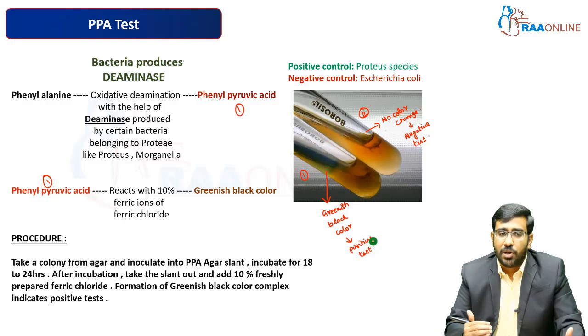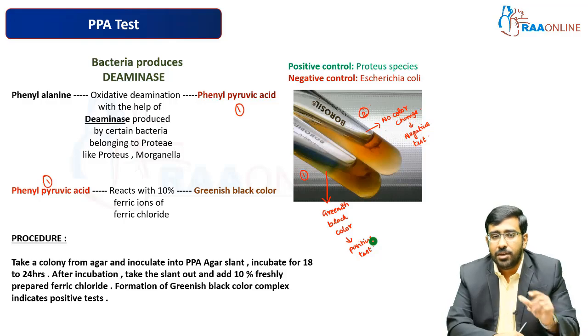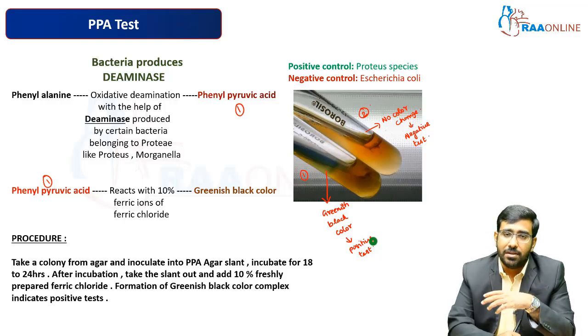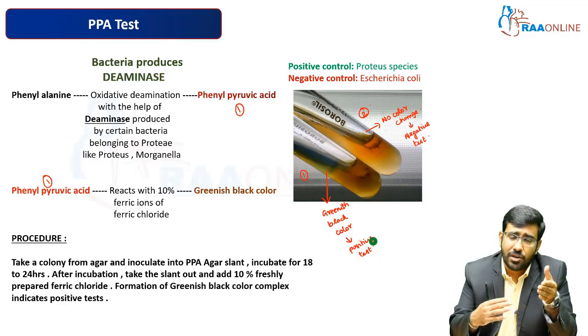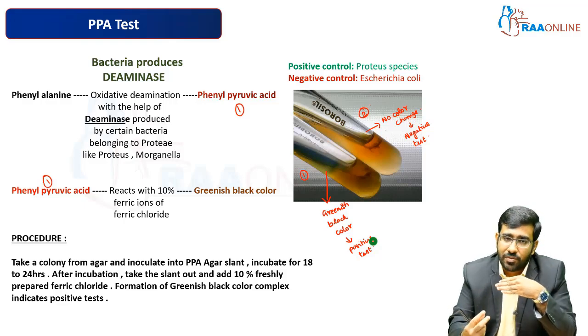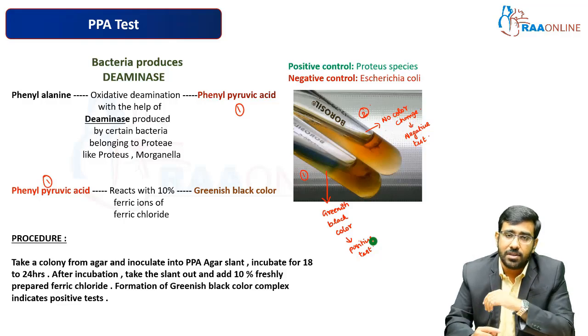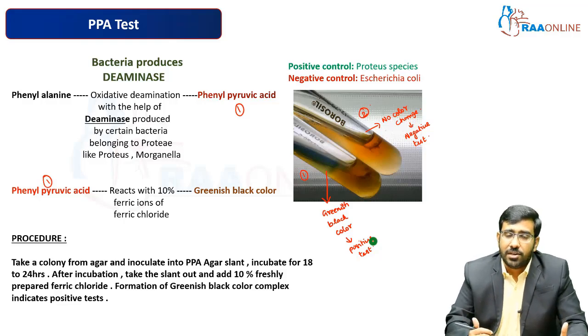The phenyl pyruvic acid has been formed by the deaminase enzyme. The organism is going to produce a deaminase which converts the phenylalanine into phenyl pyruvic acid, which is called oxidative deamination, and the phenyl pyruvic acid which gets formed is going to react with the freshly prepared 10% ferric chloride. There is going to be the presence of ferric ions in the ferric chloride, which react with the phenyl pyruvic acid to form the greenish black color.